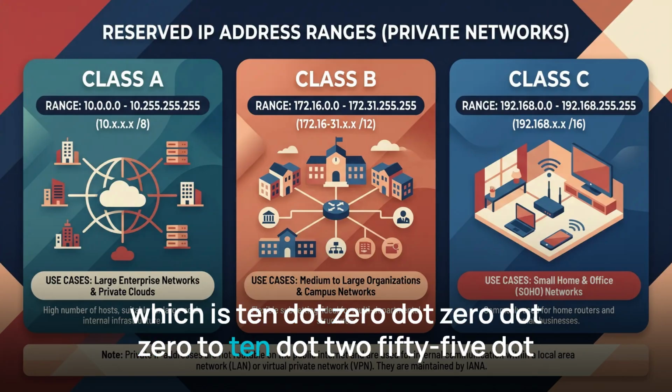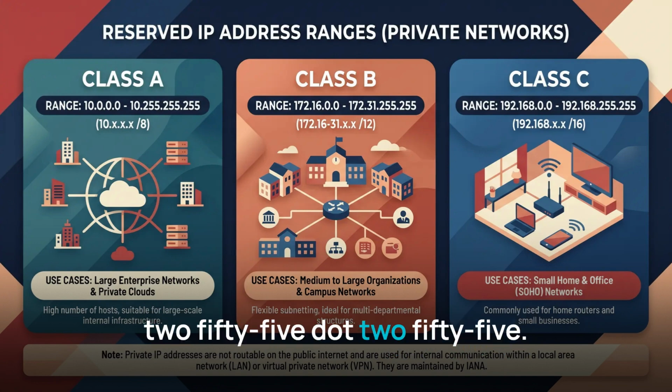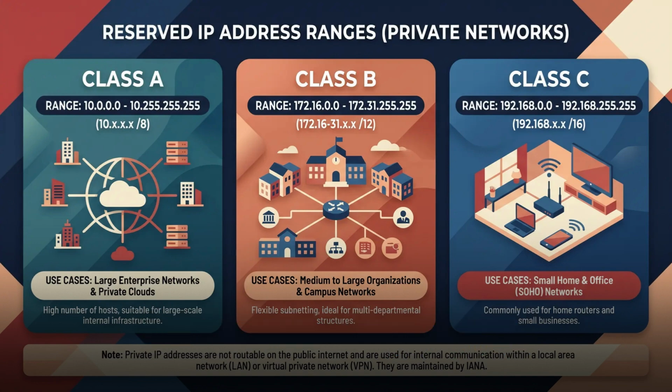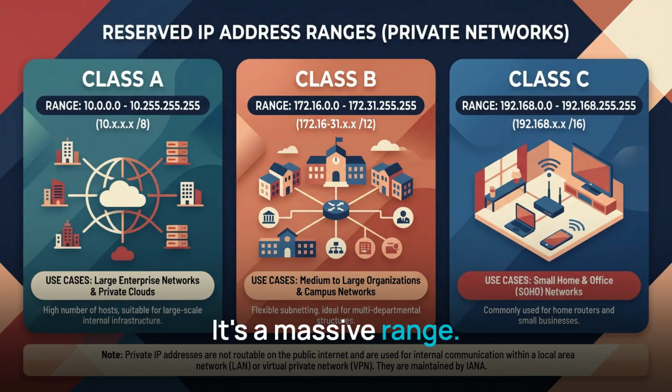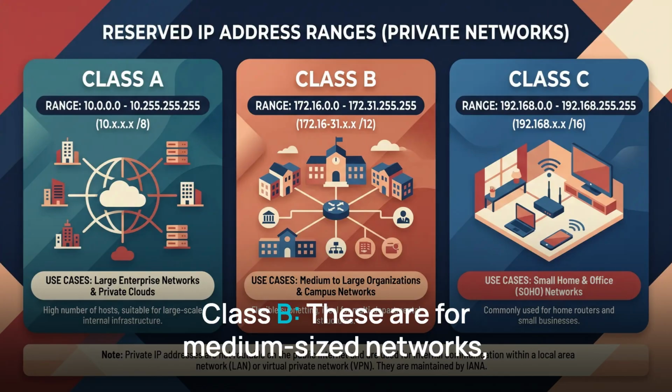The 3 reserved IP ranges you should memorize: Class A, which is 10.0.0.0 to 10.255.255.255. This is used by large enterprises and cloud environments. It's a massive range.